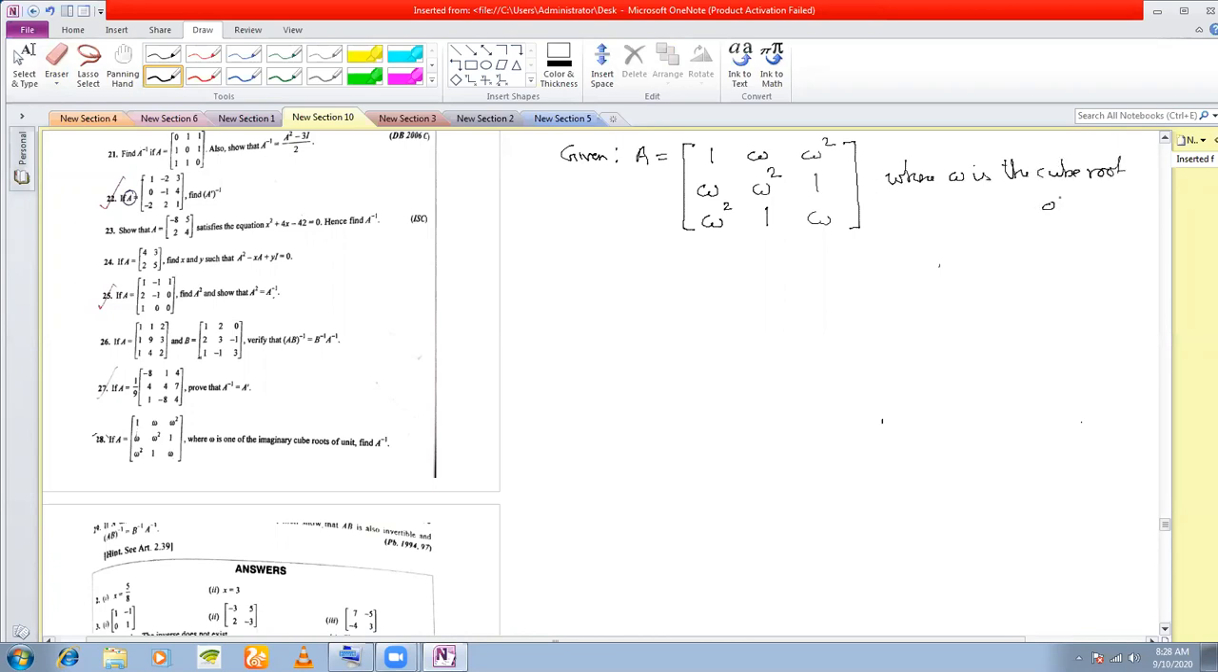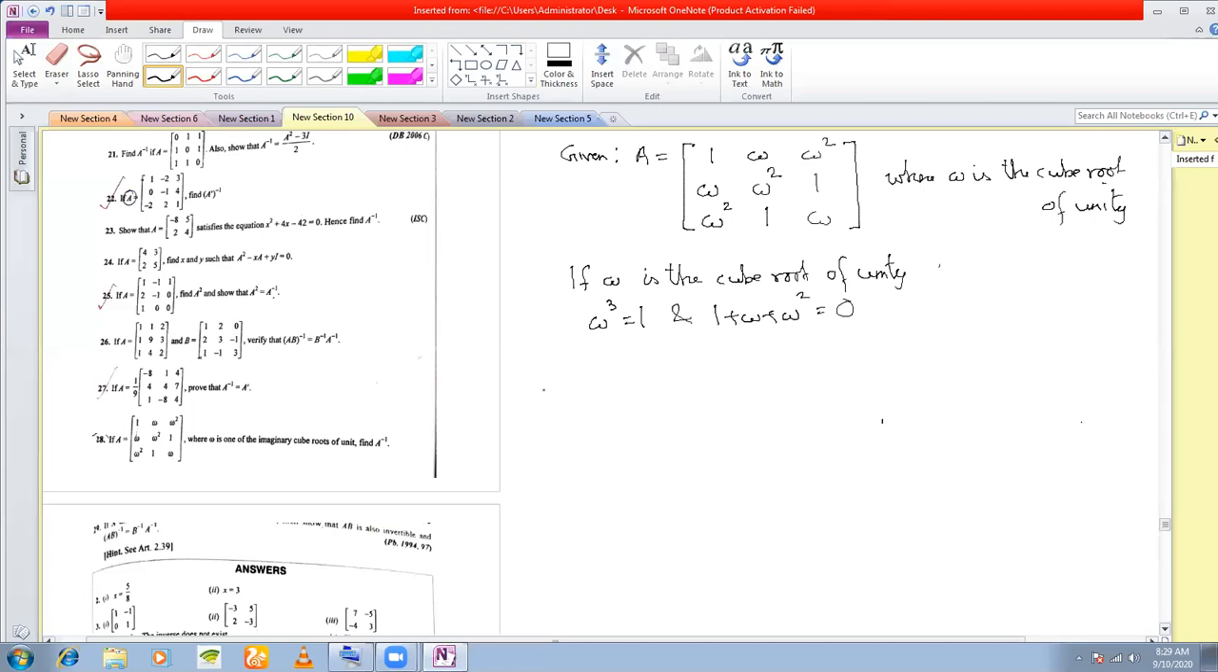Now if you remember from your class 11 knowledge, if omega is the cube root of unity, then these two relations hold. Omega cube must be equal to 1, and what else? 1 plus omega plus omega square must be equal to 0, right? These two must hold. Do you remember or have you forgotten?